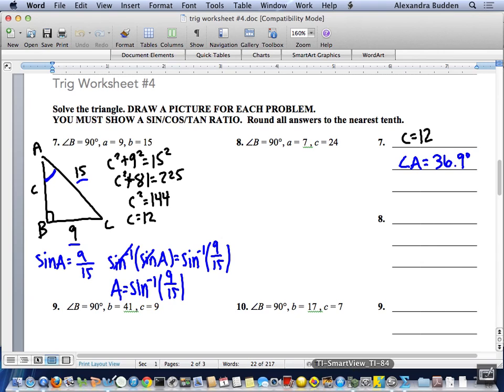Now from before, from the previous page, we know A and C add to be 90. So angle C is going to be 90 subtract 36.9. I get angle C to be about 53.1 degrees.